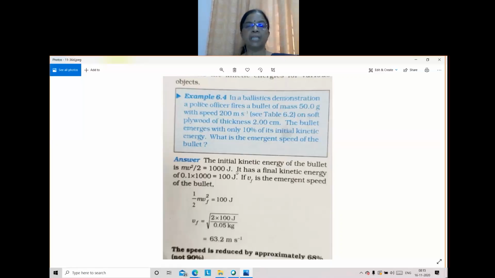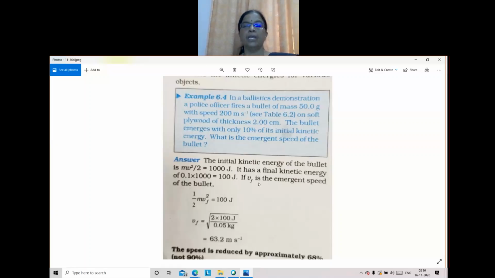And when it emerges out of the plywood, what happens? Velocity decreases, so kinetic energy decreases, and finally only 10% of its initial kinetic energy is there. Initial value is this. What is 10% of that? Into 10 by 100. So that will be 100 joule. You do into 10 by 100 to find the emerging energy after passing through the plywood. And what is its energy? 100 joule.